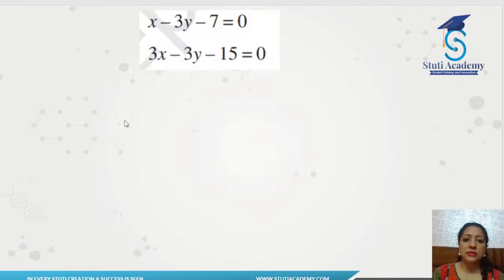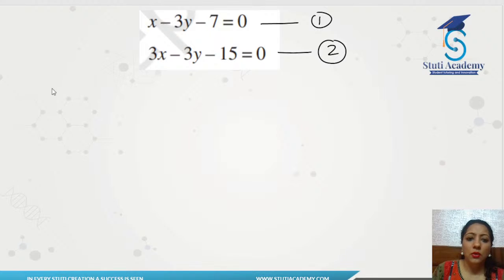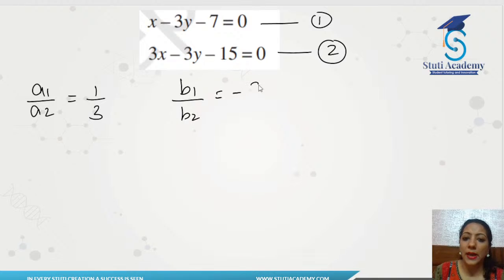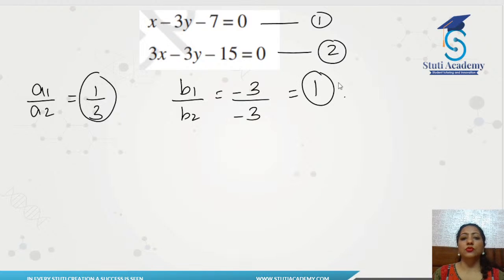Now students, let's discuss the next one. Let's name this as equation 1 and equation 2. So here we have a1 upon a2. That's, we are taking out the ratios of coefficients of x. That's 1 by 3. b1 upon b2 equal to minus 3 upon minus 3. That's actually 1. So clearly here a1 upon a2 and b1 upon b2, they are unequal. a1 upon a2 not equal to b1 upon b2.